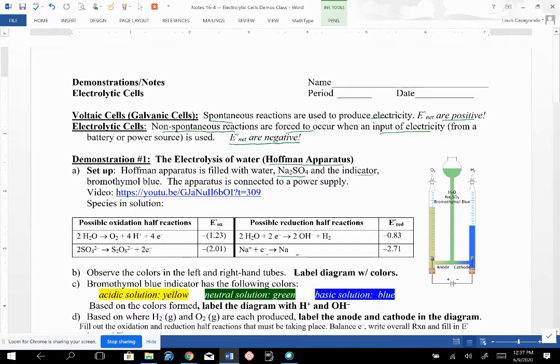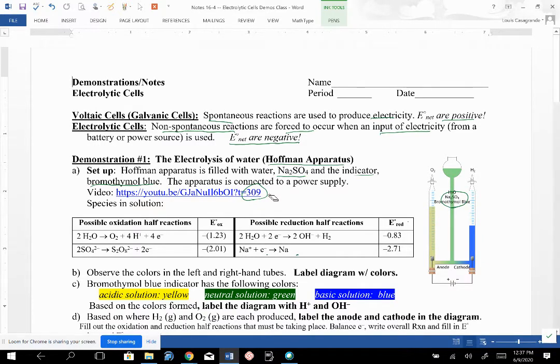And the indicator bromothymol blue. As you can see, it starts off as green in the neutral solution. So go ahead and watch the video. I have you starting a little ways into that video. If you want to go back and watch the beginning of the video, you can. But otherwise, from where I've got it started, you're fine to go.